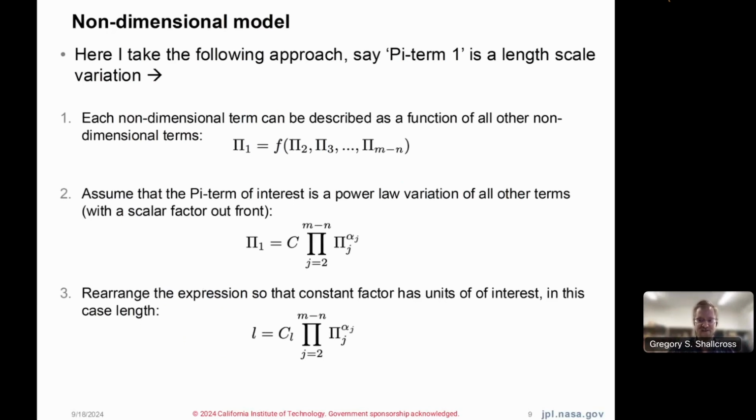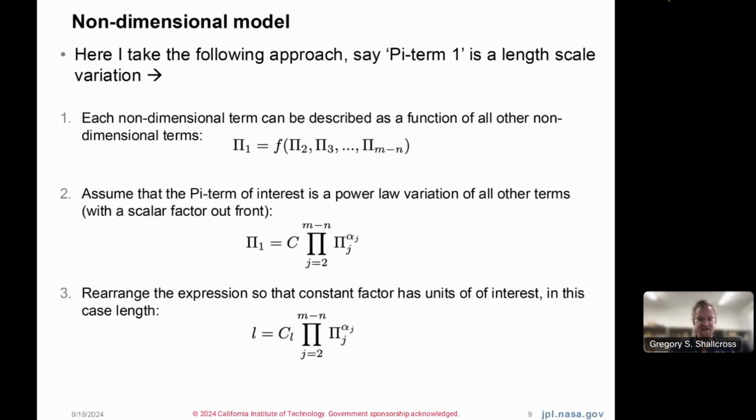And here we're just assuming that it's going to be a power law variation of a product of powers of pi terms multiplied by a constant out front. So non-dimensional terms' product leads to a non-dimensional term. And this is typically common in literature. I have a few examples if individuals are interested.